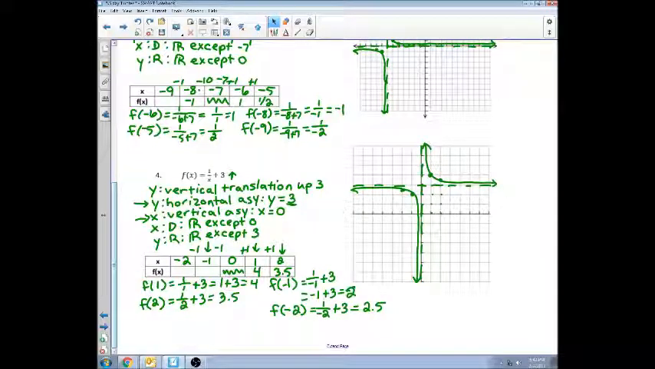Remember, the most important thing to remember here is if I have a number in my denominator, it will move my graph left or right, and I will not follow the number. So if it's positive, I'm going to move left. If it's negative, I'm going to move right. And if it's outside of my fraction, that will move me up or down, and I will follow my number with that.